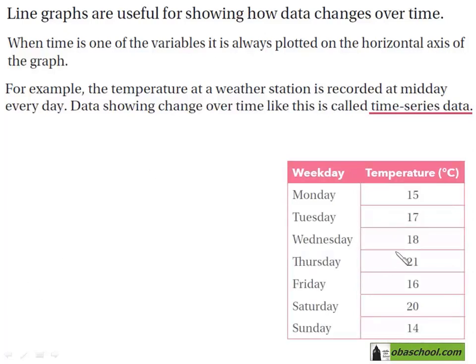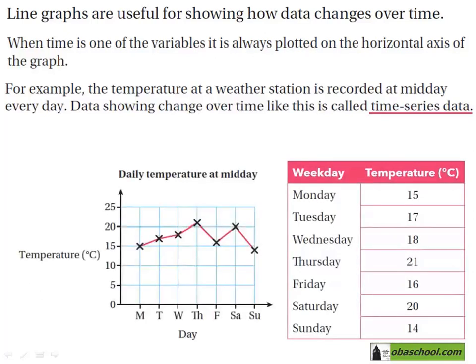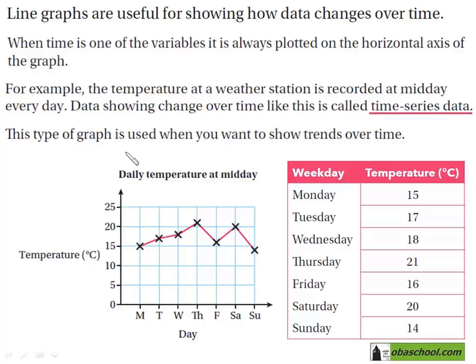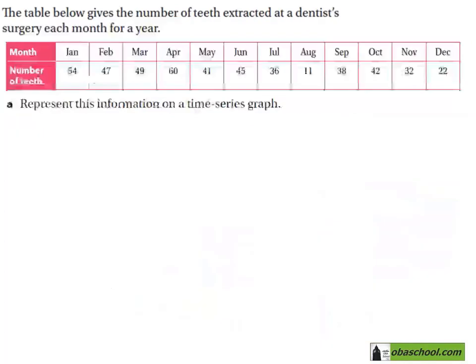Right here, we have this table that shows the days of the week, Mondays through Sundays, and you have the respective temperature on each day recorded at midday. As you can see, you have the time on the horizontal axis, and on the vertical axis we have the temperature, which is our variable. And so you can see the line going up and down along with the recorded data. This type of graph is used when you want to show trends over time, when you want to record the highs and the lows, the drops and the ups.